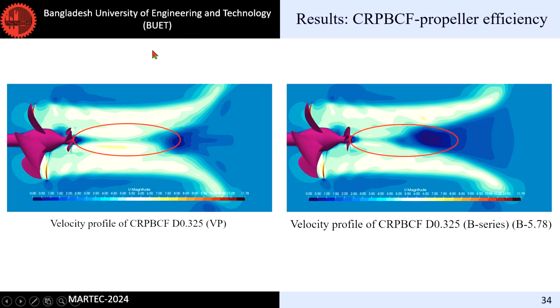If we compare the two velocity profiles, we can see that the similar auxiliary propeller performed well in mitigating the hub vortex compared to the B-series one. As you can see, there's a huge loss in momentum here, however there is none here.